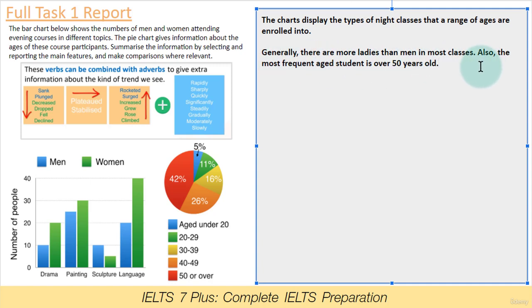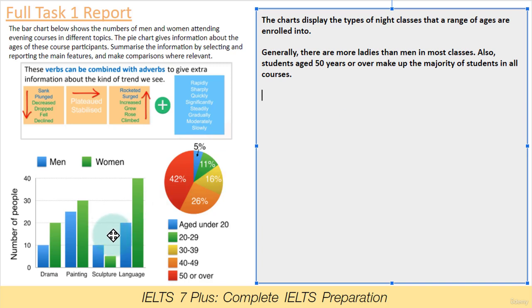Student, I think I need to rephrase this. Also, the most frequent aged student. Also, the students aged, I think we need to rewrite, 50 years or over, make up the majority of students in all courses. That's much better. Editing when writing. Also, students aged 50 years or over, make up the majority of students in all courses. Okay, so a nice overview there for both visual pieces of information.